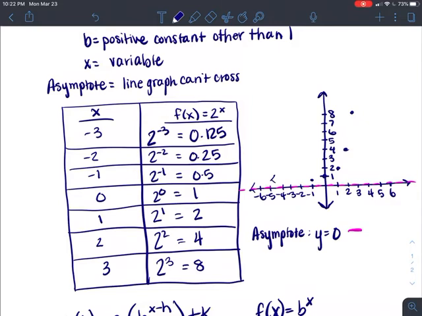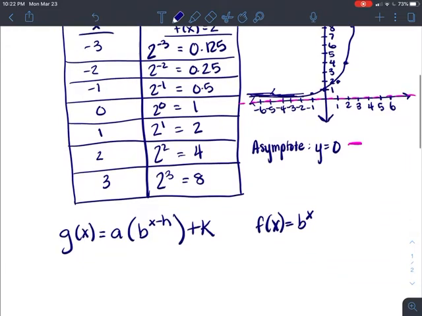So I'm going to draw here. The asymptote, as you notice, is where you can't cross. So your line will continue along this, but it's never, ever going to cross this line. So in hot pink, I drew that the asymptote is y equals 0. So for a basic function, f of x, y always equals 0. So f of x is our parent function.